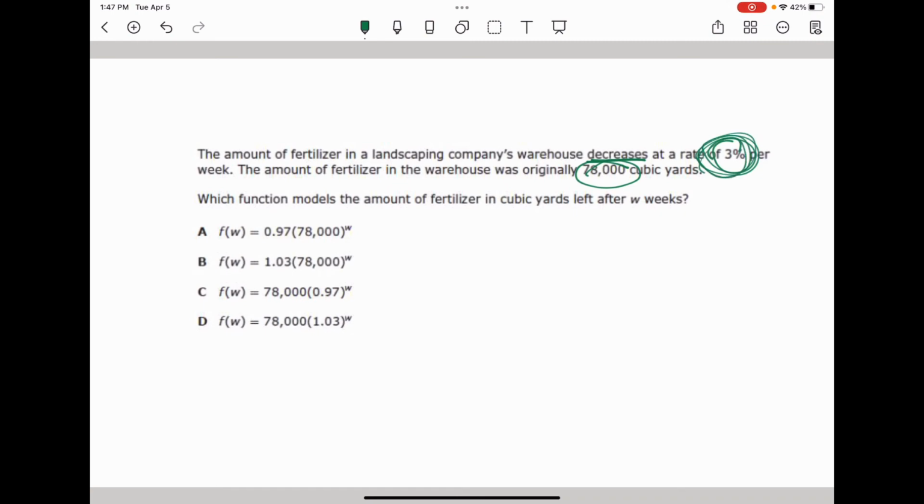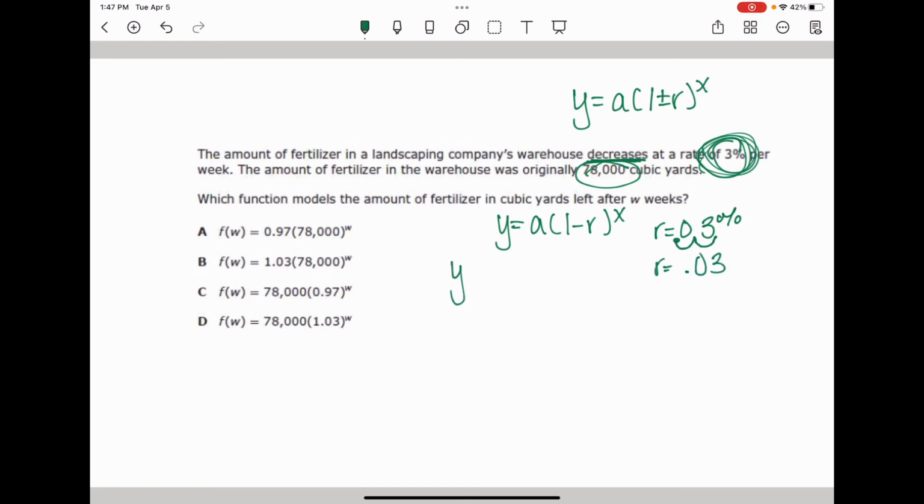Here's my percentage sign. So I know that my equation is going to be a times 1 plus or minus r to the x. It says decreases, so I know I'm going to have y equals a times 1 minus r to the x. So now I need to find the value of r. R is 3%. So I need to move the decimal to the left twice to change it to a decimal. So it's going to be 0.03. So I have y equals 78,000, which is my starting value, times 1 minus 0.03 to the x. So this is going to be y equals 78,000 times 1 minus 0.03 is 0.97. So this is 0.97 to the x.